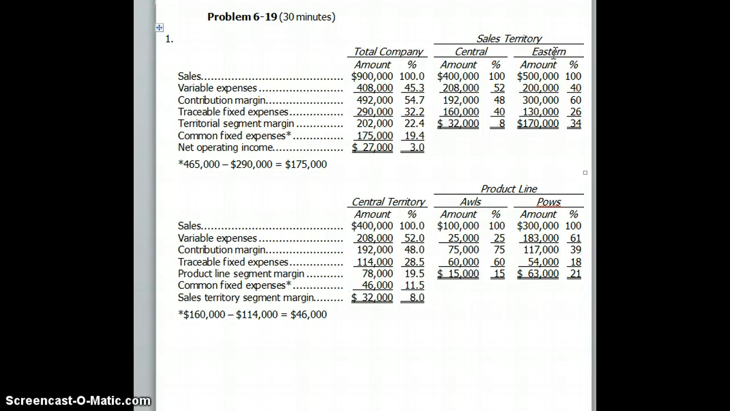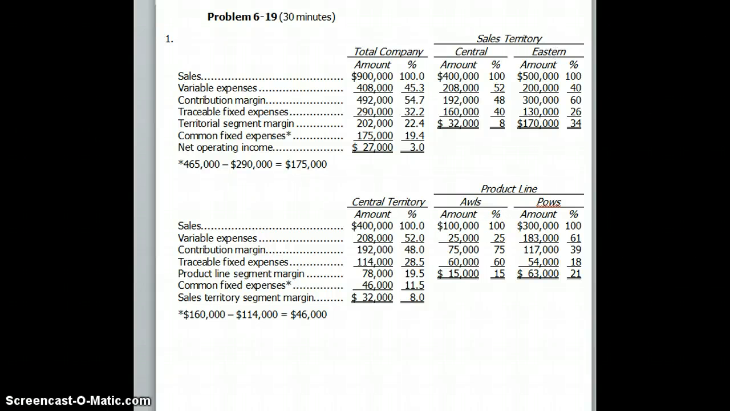One thing you should note is that the sales revenue overall for the Central Territory is $400,000. The variable cost $208,000. The contribution margin $192,000, and that is the same as what's given above. The only thing that's different is that our fixed cost is broken out between that which is traceable and that which is common to that Central Territory. So if you were to eliminate either the Alls or the PALS, you would still have $46,000 of fixed cost.